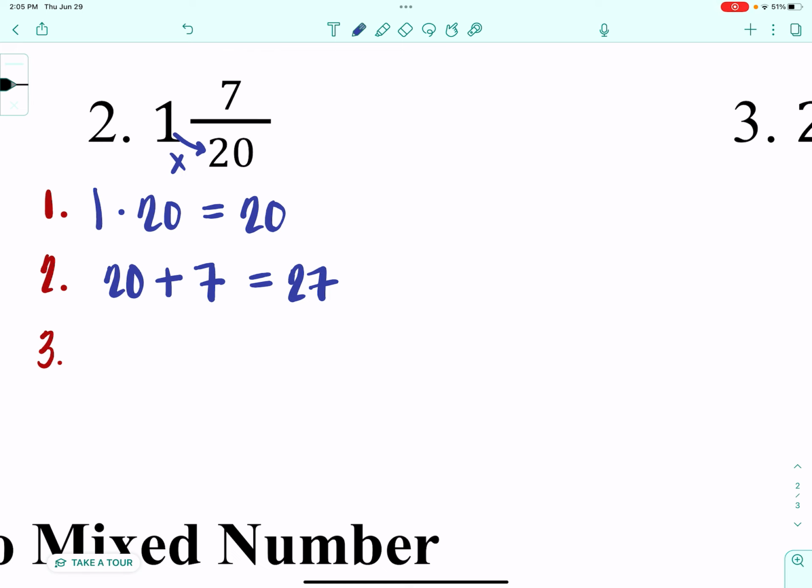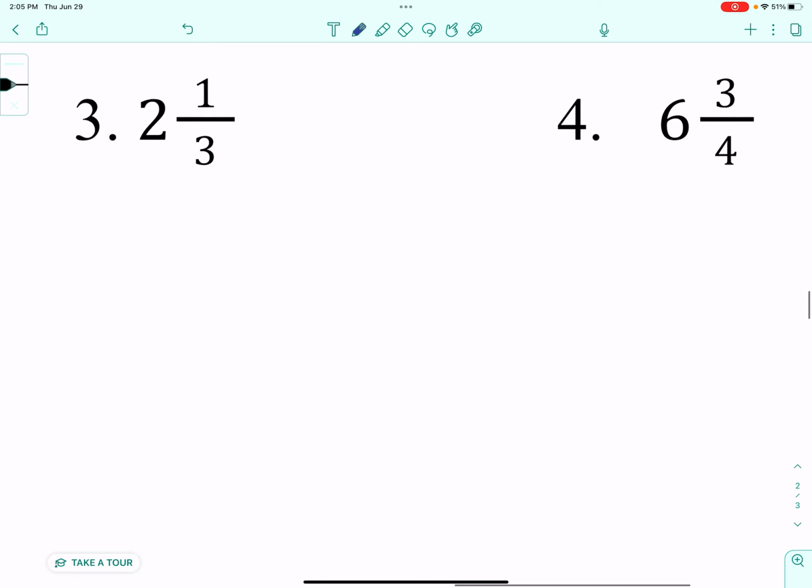Now I'm going to take the 27 in step 3 and I'm going to put it over the original denominator. So my improper fraction becomes 27 over 20. Two more.